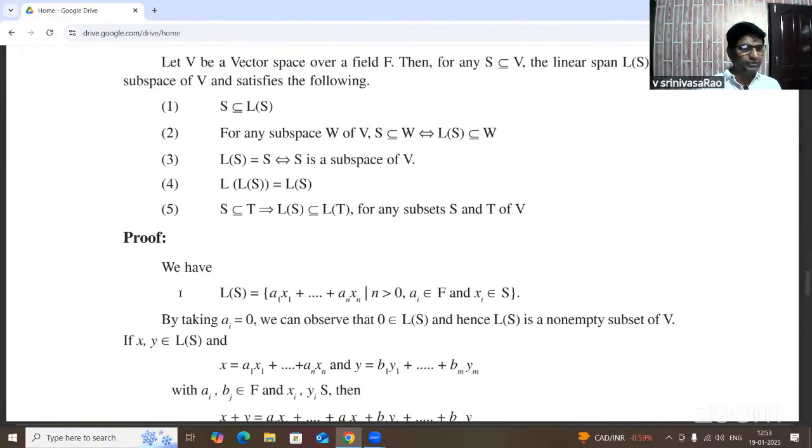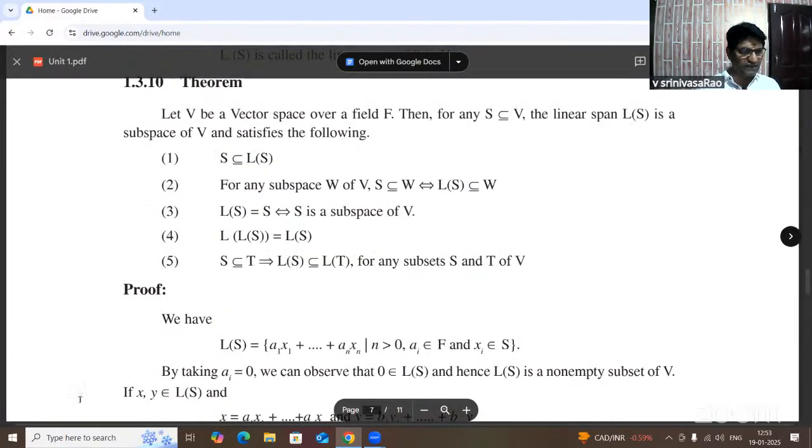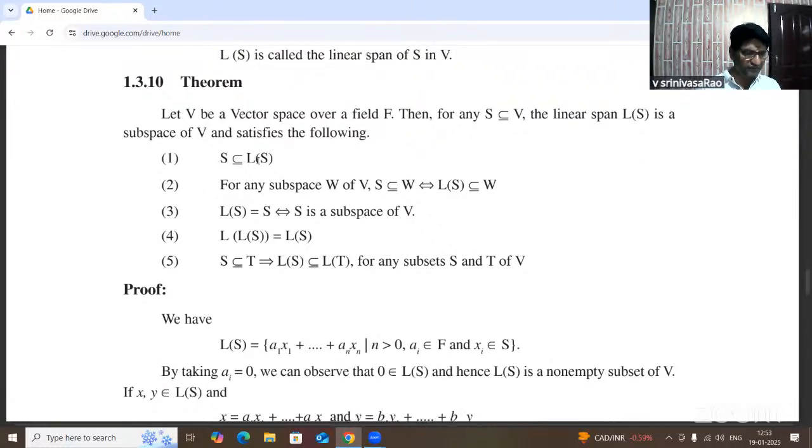Now here the property is S contained in or equal to L of S. Just you have to see here. S be any non-empty subset. That non-empty subset is contained in the linear span. Second, for any subspace W of V, if S is contained in W, then L of S is contained in W. And the third condition: L of S equal to S means S is a subspace of V. And the fourth condition: L of L of S equal to L of S.